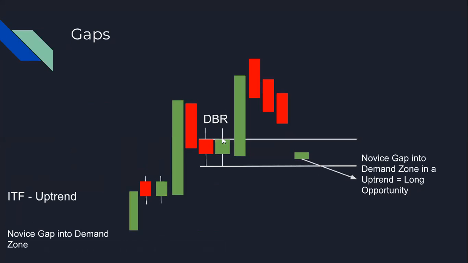Similarly, when you have a higher time frame uptrend and you see a demand zone being formed, and when prices are retracing back into that area of demand, if you see a gap down, which is a novice gap again, this would be a great buying opportunity. You can think of taking long positions over here.